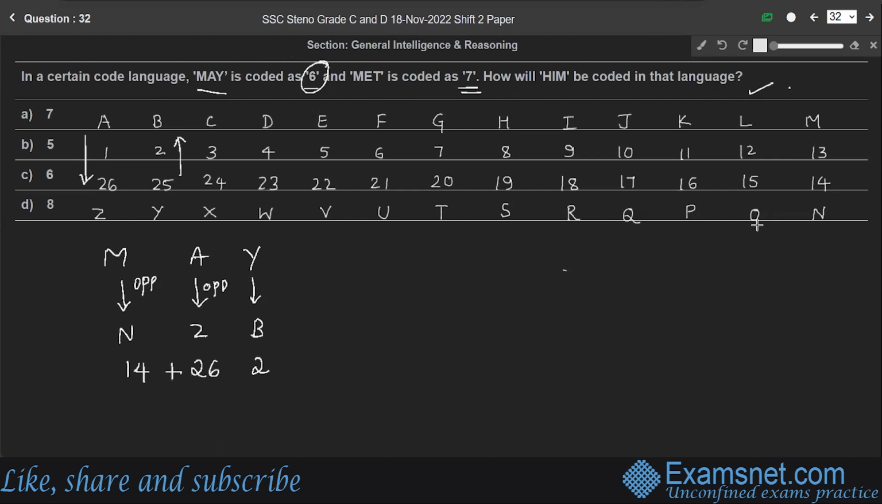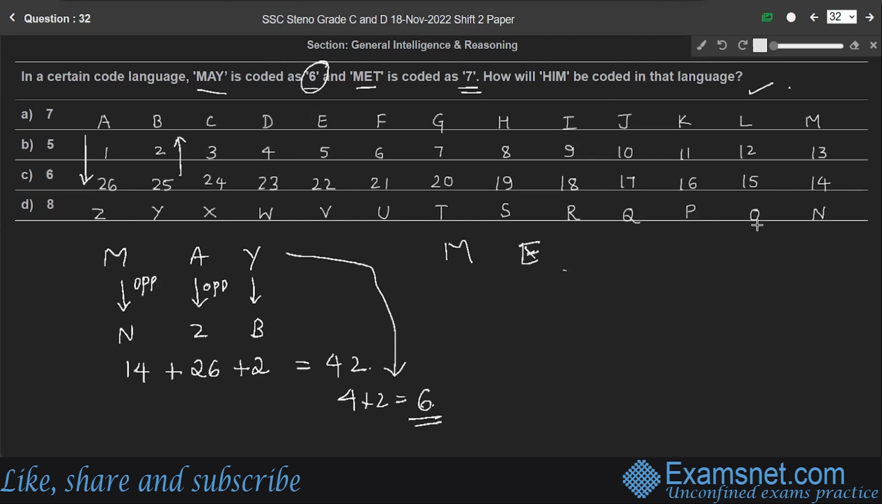Just add their positional values. So 14 plus 26 is 40, 40 plus 2 is 42. Now add 4 plus 2, you will get 6. Therefore, code for May is 6. Similarly for MET.